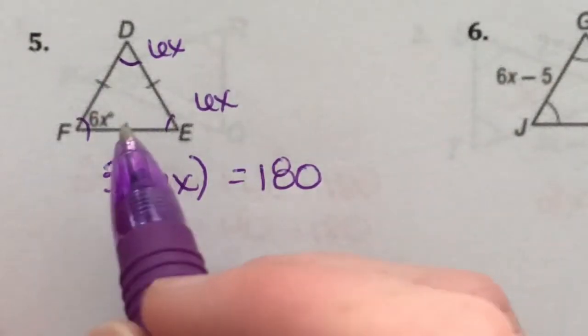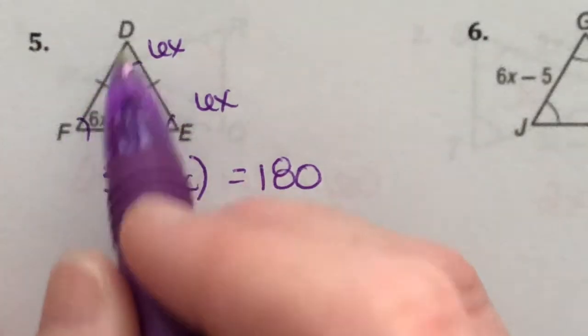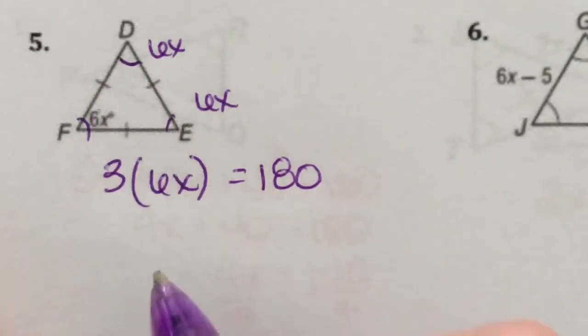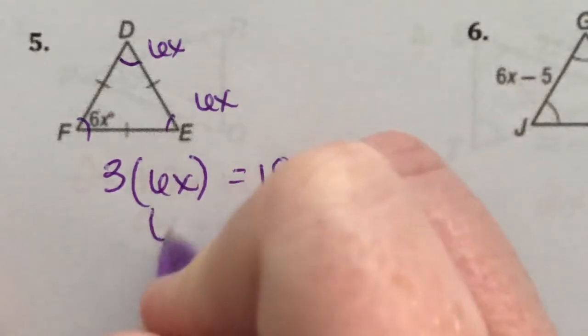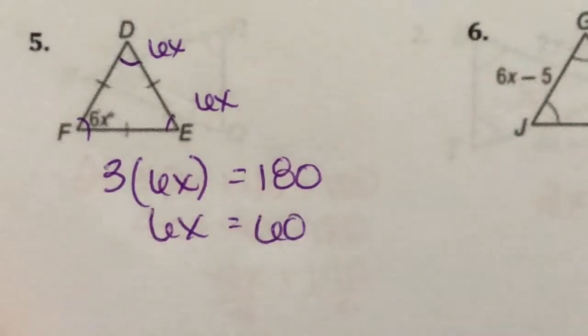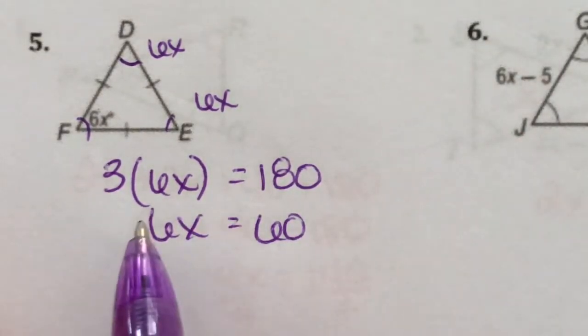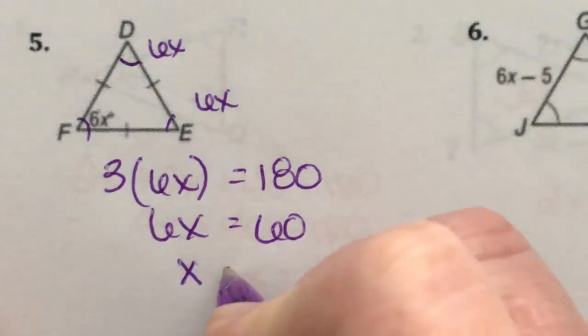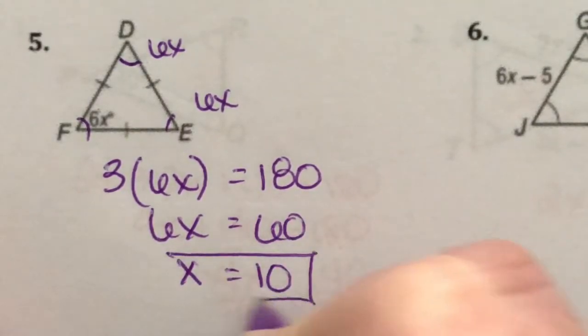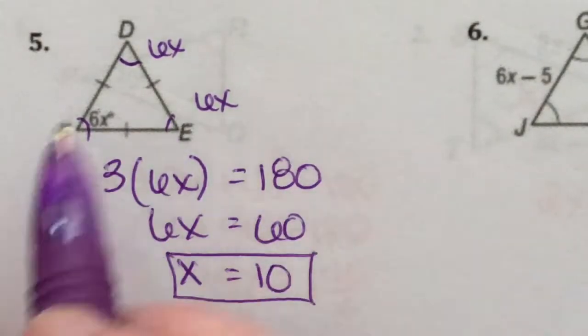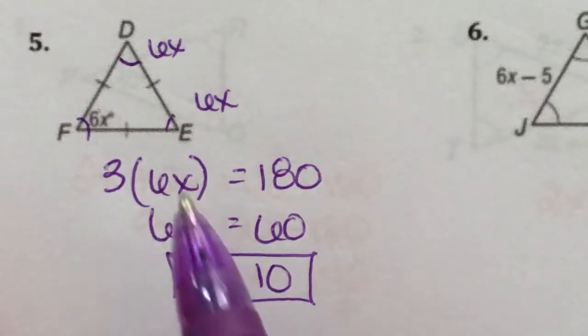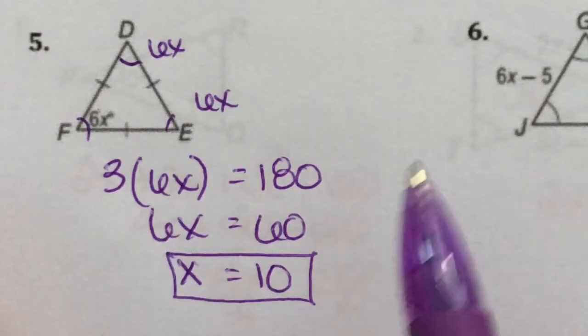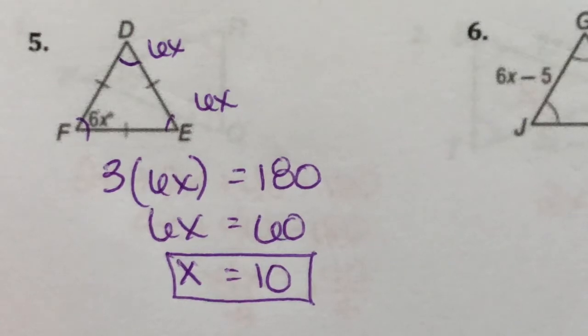You could also just say, if I know all of these are the same, I know each angle is equal to 60 degrees, so I could just set 6x equal to 60. Get the same answer at the end, right? And if I solve for x here, divide both sides by 6, and I get x equals 10. If I had done it this top way, 3 times 6x is 18x. Divide both sides by 18, and x equals 10 as well.